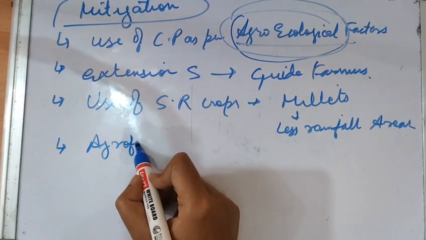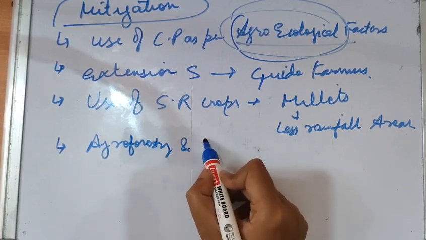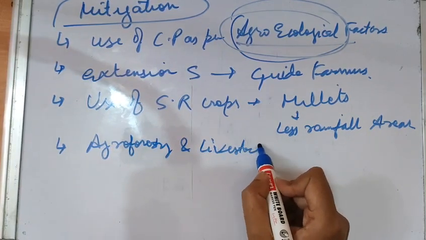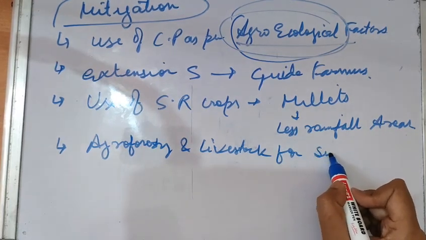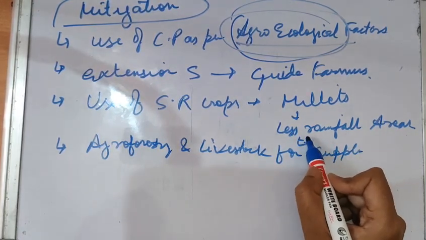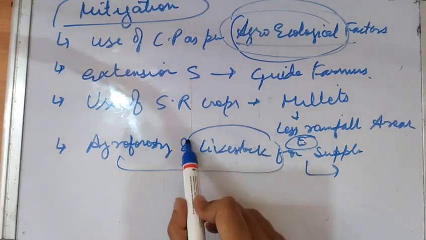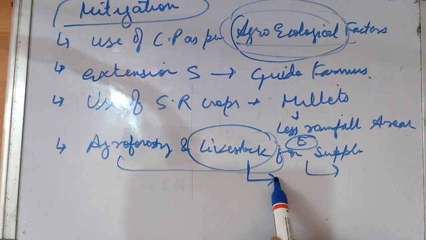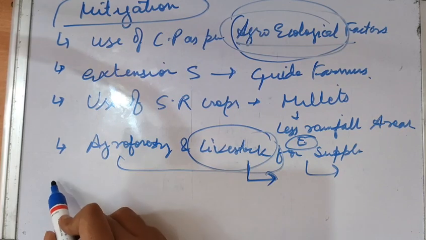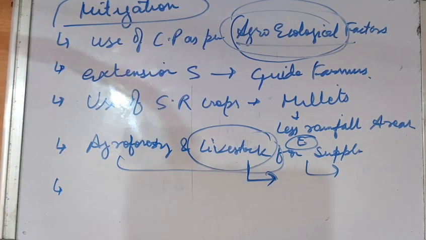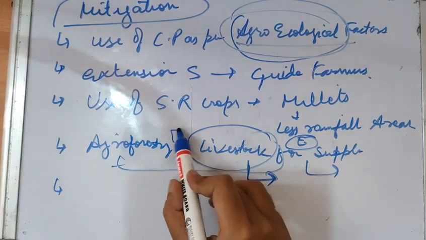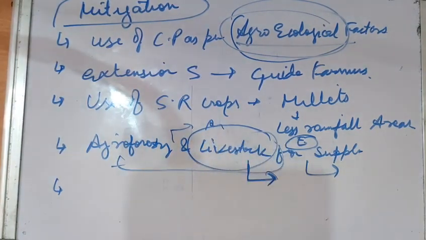Agroforestry and livestock for economic supplement, you can say. So what this will do, this will manage our risk. If the crop fails, we can have enough money from livestock so that our risk is managed. It doesn't go to 100% destruction. So this is how we need to plan using various agroforestry systems or integrated farming systems.